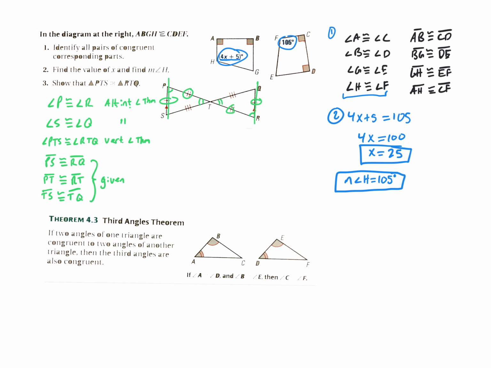Theorem 4.3, the third angle theorem. It says if two angles in one triangle are congruent, this angle is the same as that one and this one's the same as that one, then the third angles are also congruent. This angle would be congruent to that angle.